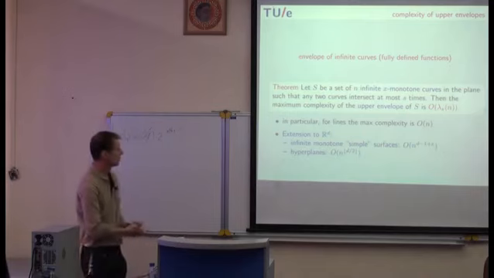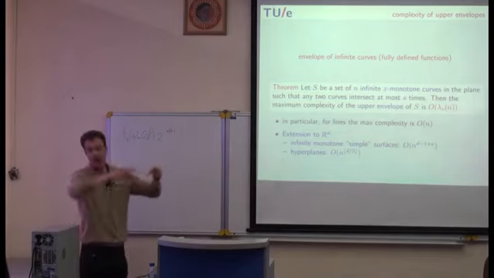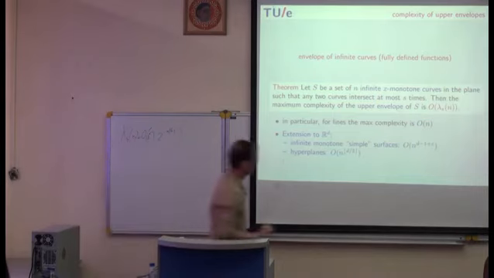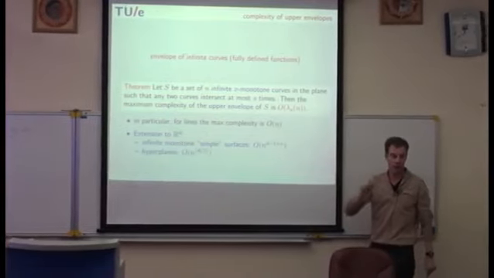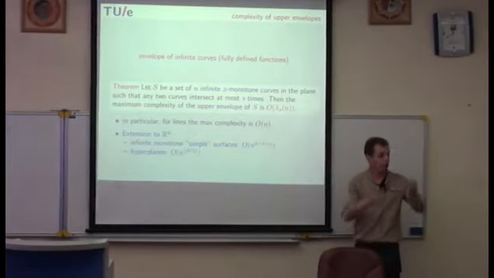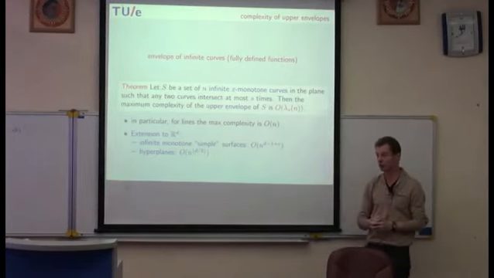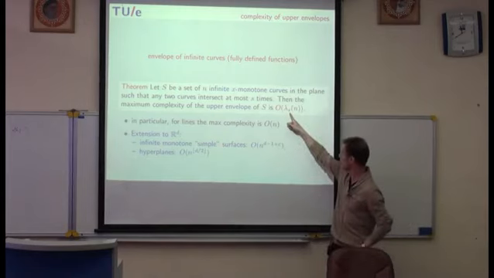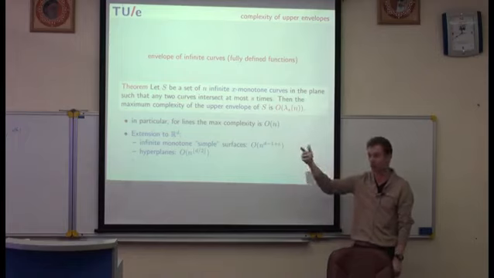So this is the theorem. If you have fully defined functions, then the upper envelope is lambda s. And note that when you have lines, we already knew that for lines it was n. But lines intersect at most once, so you plug in s equals 1, and we also saw that the maximum length of a Davenport-Schinsel sequence of order 1 is linear, so that's fine.